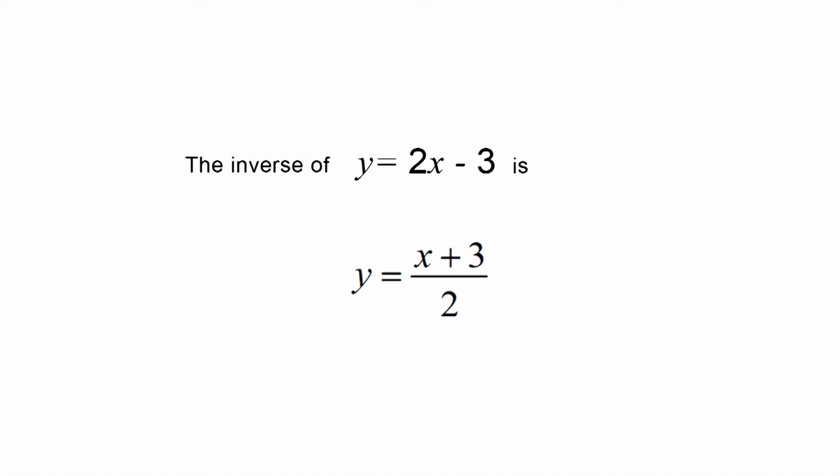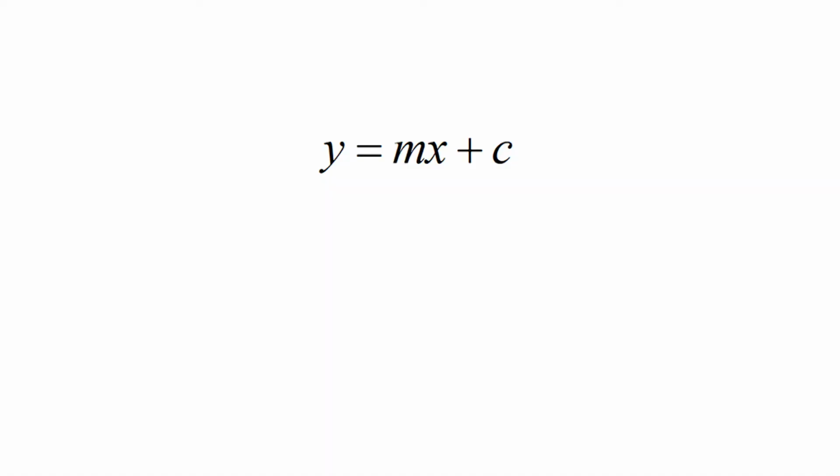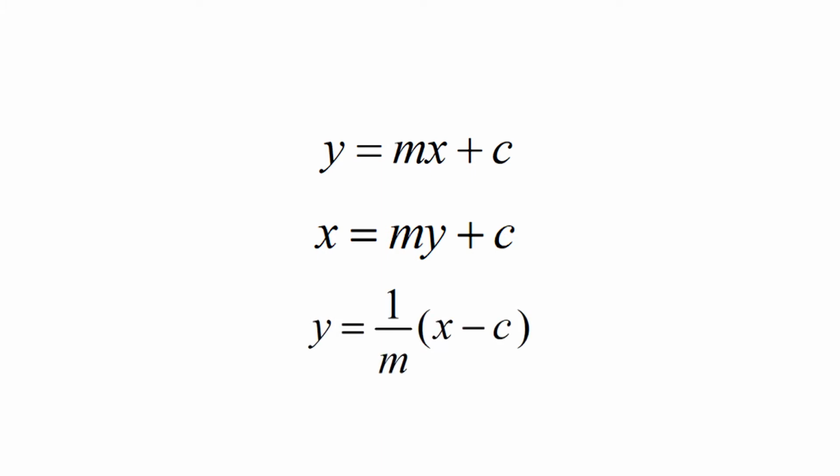Geometrically, the inverse of this straight line y equals 2x minus 3 is also a straight line, y equals (x plus 3) divided by 2, obtained by interchanging x and y. Proceeding as in the above example, we remark that the inverse of a straight line y equals mx plus c, where m is a non-zero real number, is obtained by interchanging x and y and is given by x equals my plus c, or simply y equals 1 by m into (x minus c).